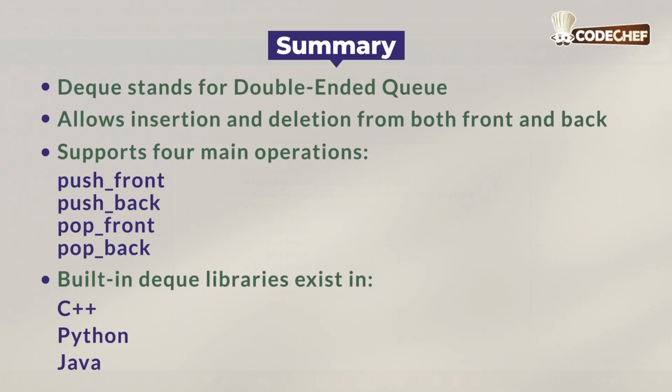Now let's summarize what we've learned. Deque stands for double-ended queue. It allows insertion and deletion from both front and back. It supports four main operations: push front, push back, pop front, and pop back. Built-in Deque libraries exist in C++, Python, and Java.